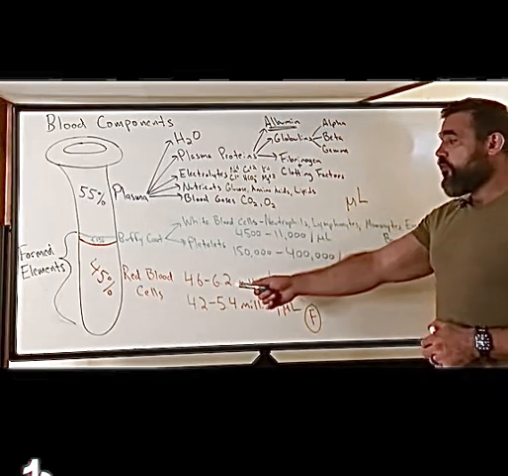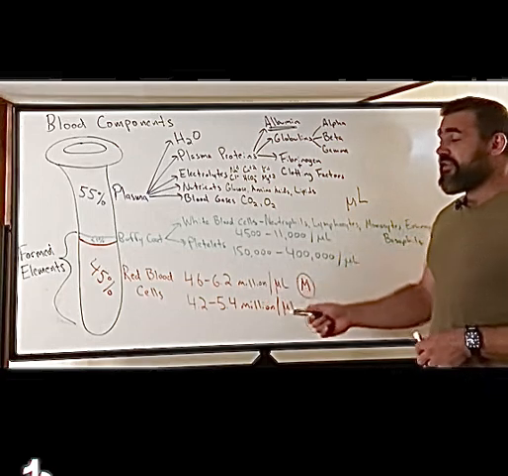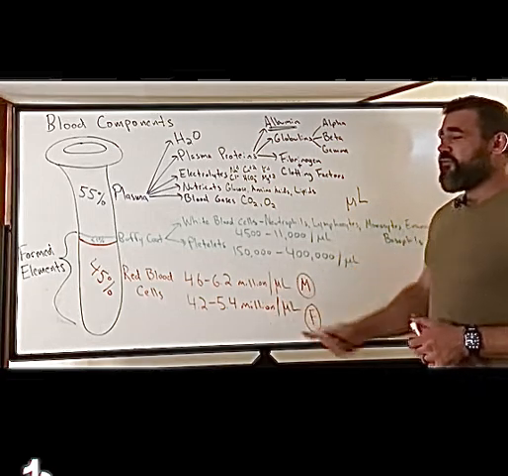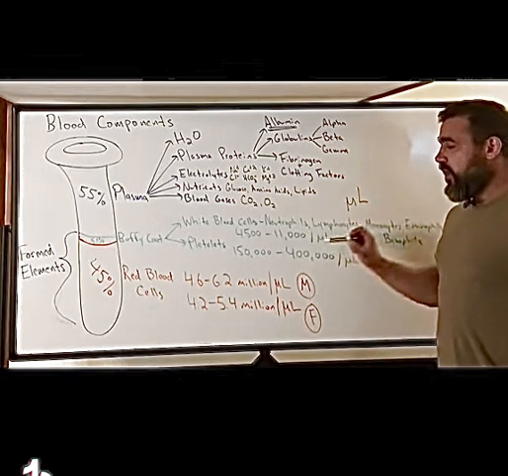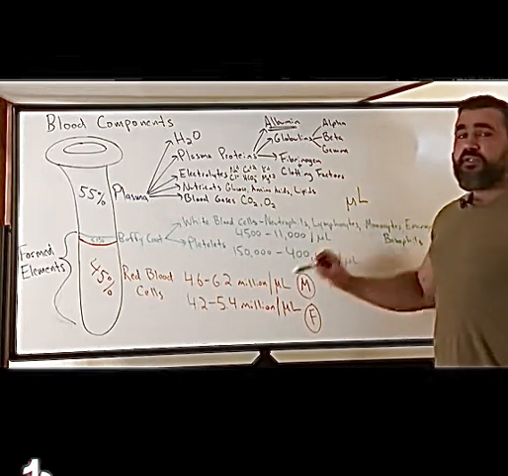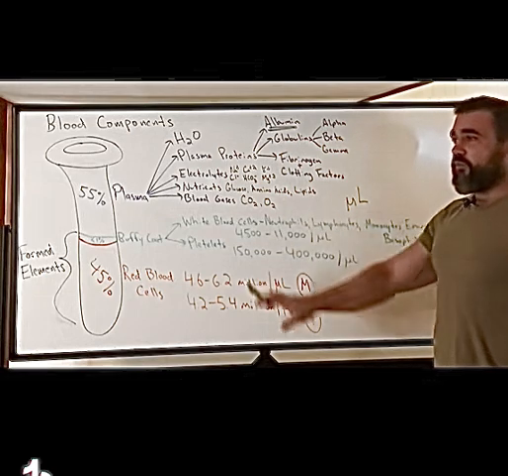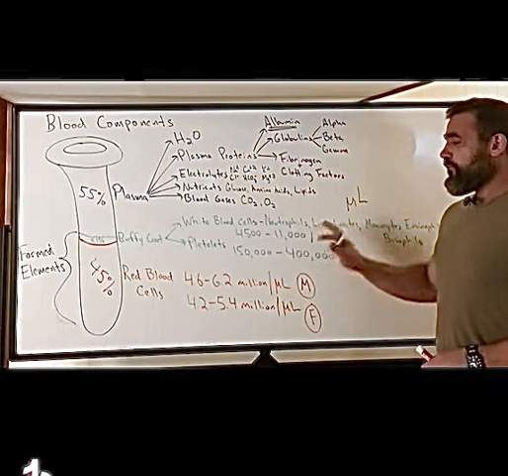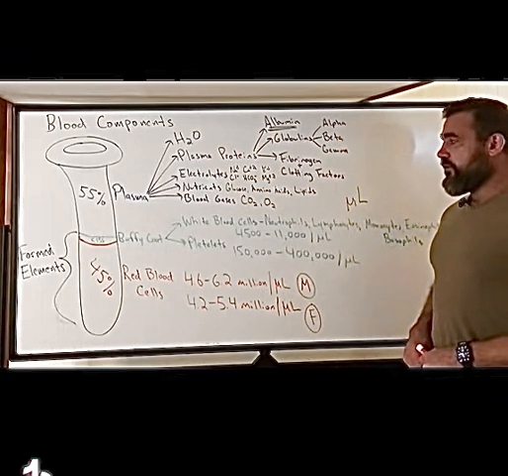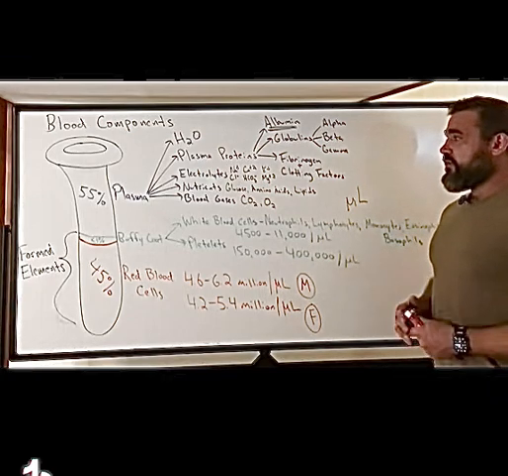So males 4.6 to 6.2 million and females 4.2 to 5.4 million per microliter. So you're talking thousands of white blood cells, hundreds of thousands of platelets, and millions of red blood cells. This is just to give you perspective. Will memorizing this help you? Depends what you're going into, but just some perspective on it. So this is the components of blood.